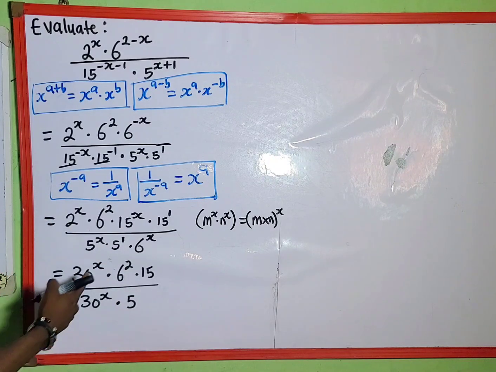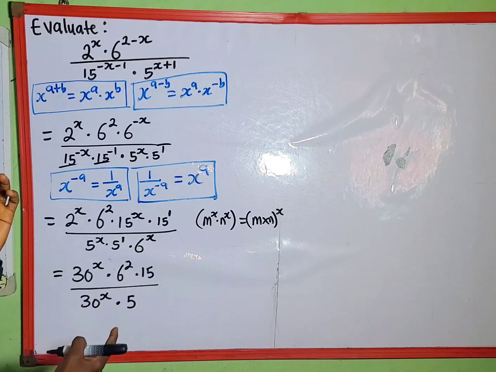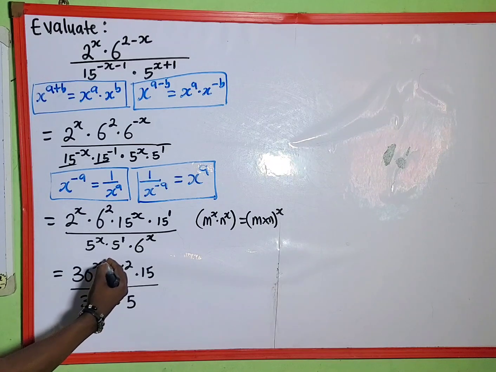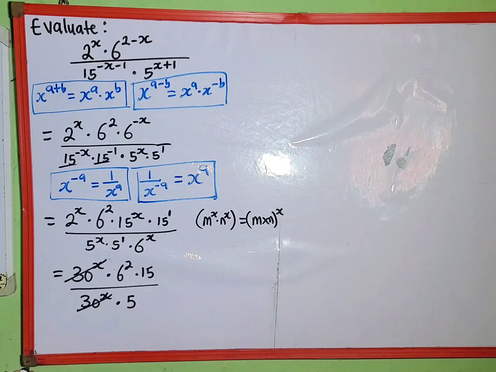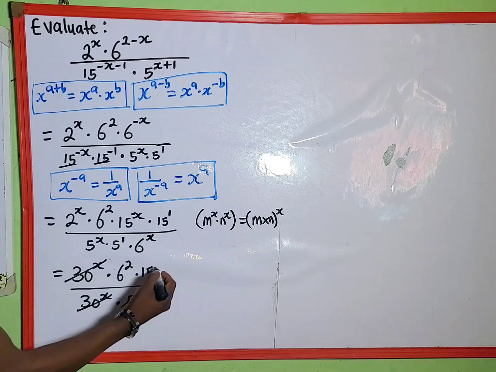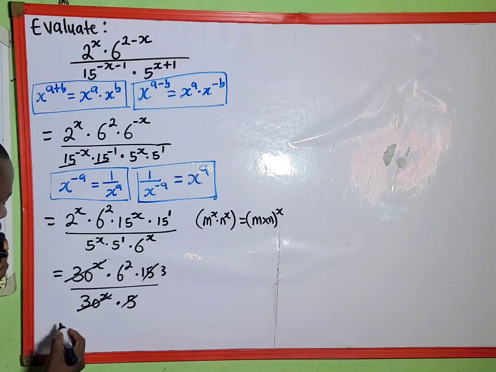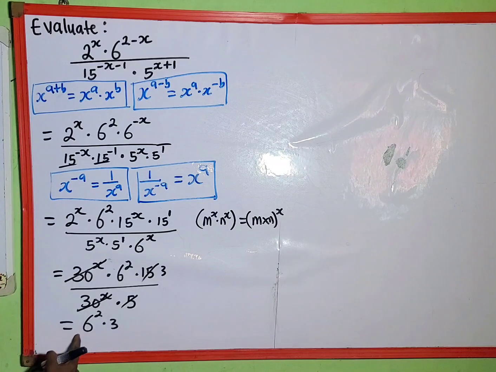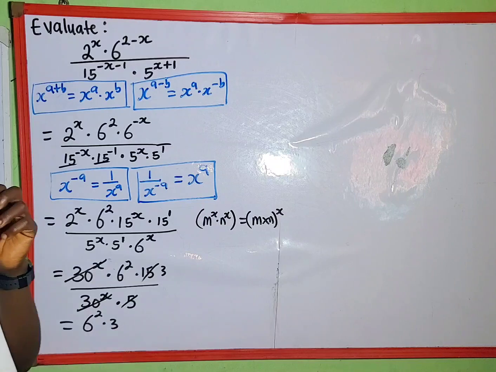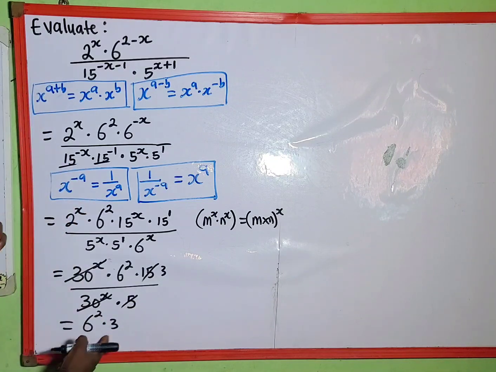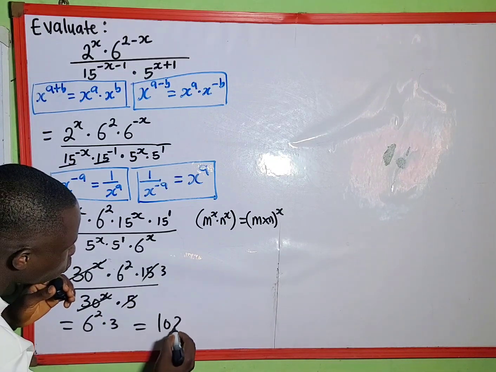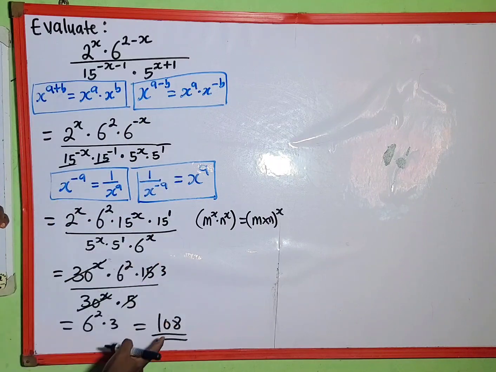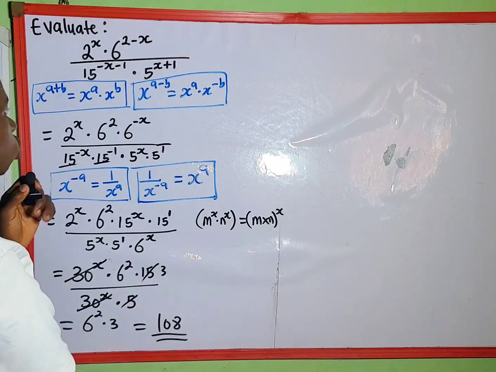Now, what do you notice? Since the two operations are separated by multiplication, both in the numerator and the denominator, we can cancel. This 30 raised to the power of x will cancel 30 raised to the power of x. And we have 5 here, and this is 15. 5 into 5 is 1. Then 5 into 15 is going to be 3. So we are left with just 6 raised to the power of 2 multiplied by 3. And 6 to the power of 2 is 6 multiplied by 6, which is going to give us 36. And 36 multiplied by 3 is going to give us 108. So therefore, the evaluation of this expression with exponent is 108.